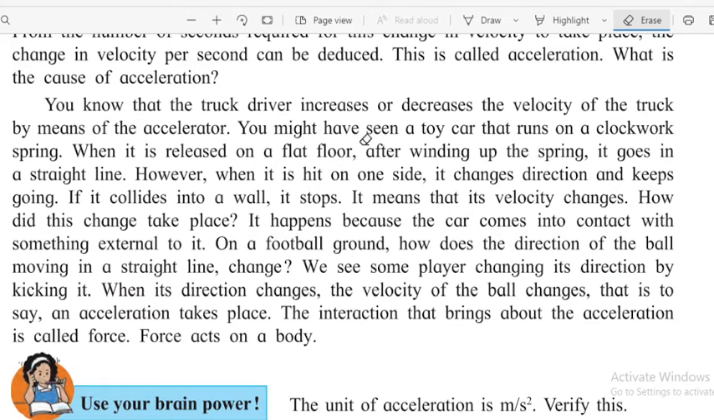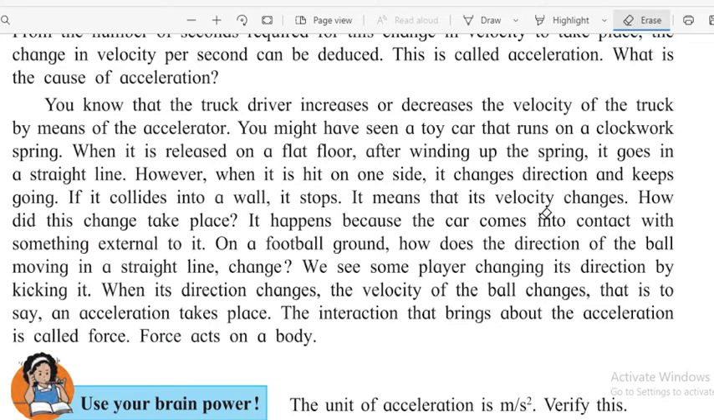You might have seen a toy car that runs on a clockwork spring. When it is released on a flat floor after winding up the spring, it goes in a straight line. However, when it is hit on one side, it changes direction and keeps going. If it collides into the wall, it stops. It means that its velocity changes.